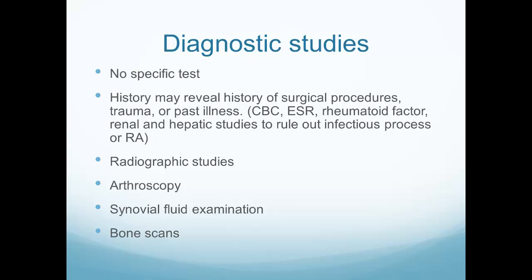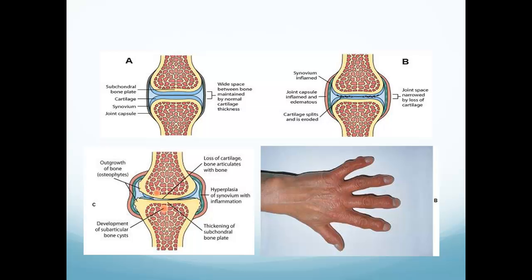So for example, with a knee, let's say that we can't see a whole lot on our x-rays of the knee joint, so we go in there and look around with the scope to really get a look at that joint. We can look at the synovial fluid to see if there are abnormalities in the fluid that's in the joint, and also do bone scans.